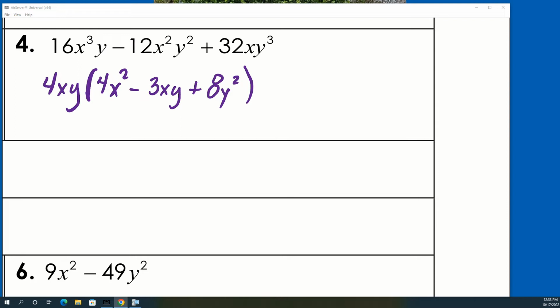All right, the next thing we're going to do is factor the difference of squares. And so to do that, we're going to make a list of perfect squares. I'm going to let everyone get that fixed for number 4.